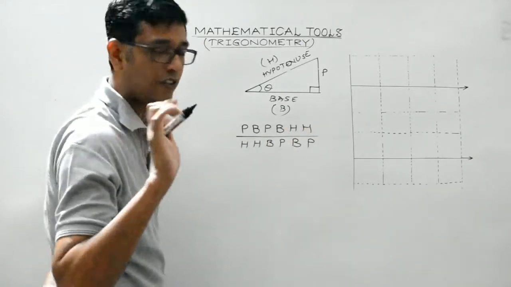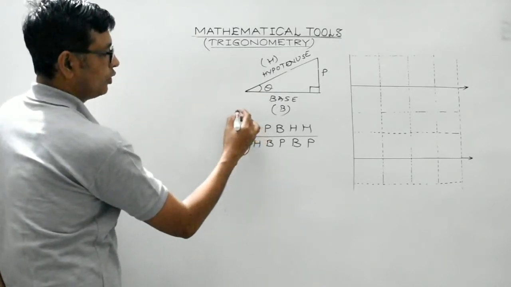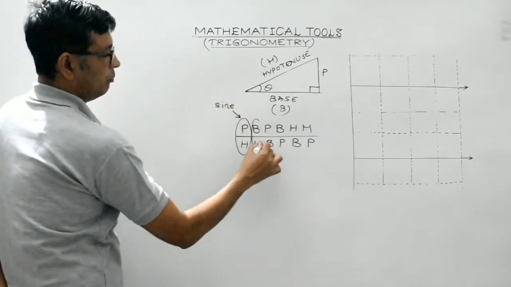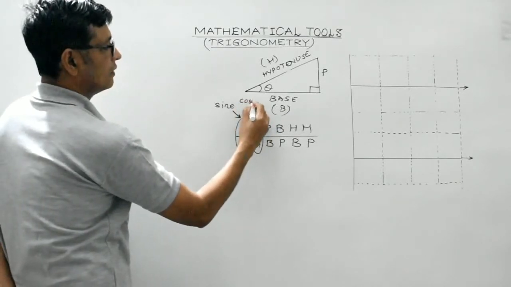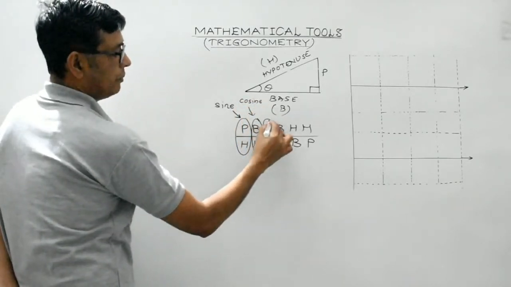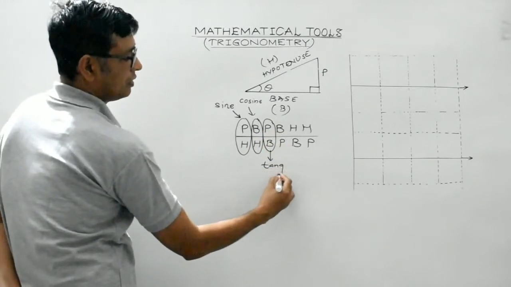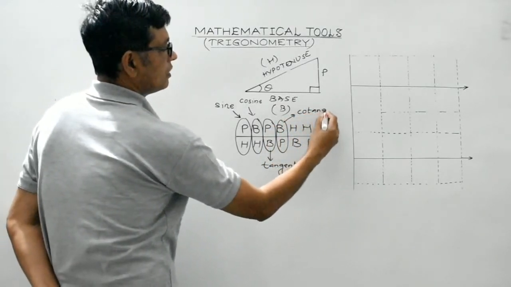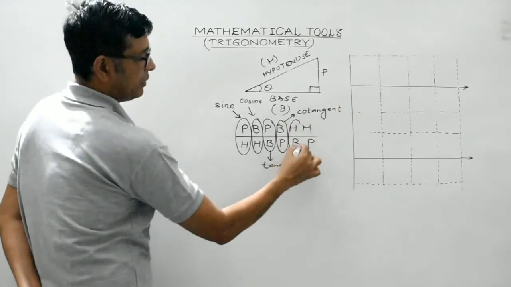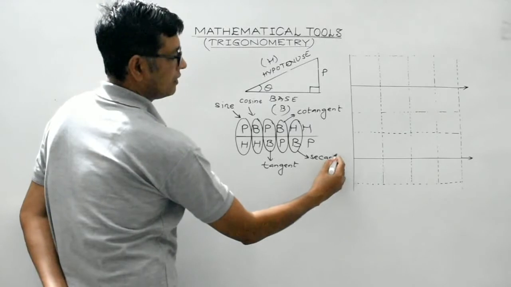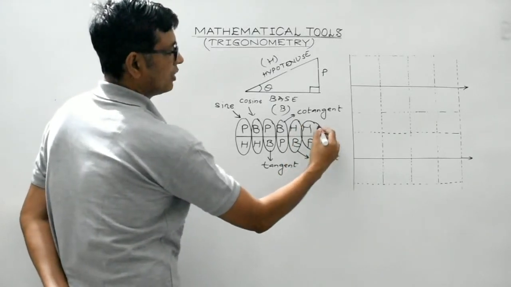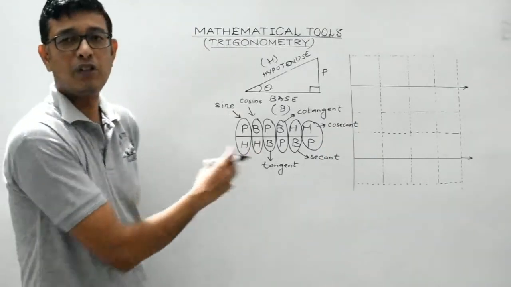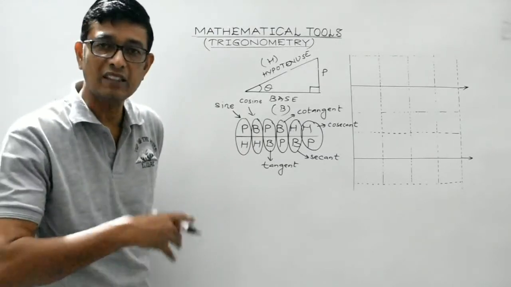So there are 6 trigonometric functions. First one, perpendicular by hypotenuse, that is sine. Second one, base by hypotenuse, that is cosine. Perpendicular by base, that is tangent. Base by perpendicular, that is cotangent. Hypotenuse by base, that is secant. And hypotenuse by perpendicular, that is cosecant. So this is how you can easily remember these trigonometric functions in terms of perpendicular, base and hypotenuse.